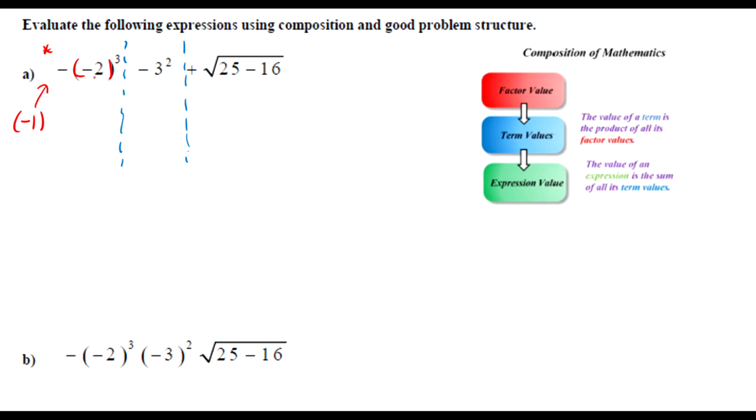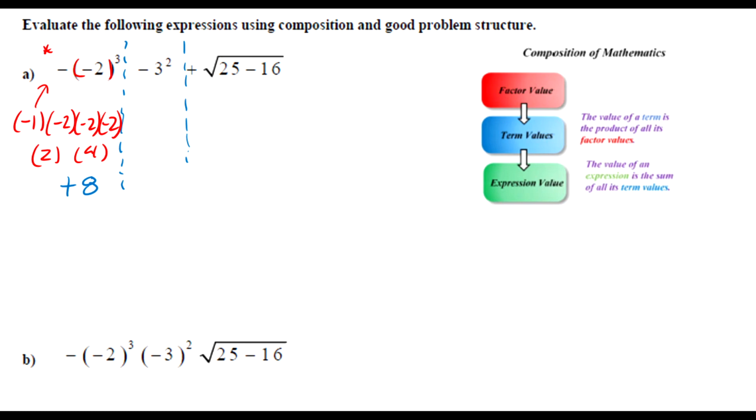And then I have -2 cubed. So I could write out -2 times -2 times -2. These are all the factors in that first term. And I can evaluate the term value by just multiplying these factors. -1 times -2 is +2. -2 times -2 is +4. But what I want to do is get the term value. 2 times 4 is +8. The term value is what I want to keep track of. So once I'm done calculating that, I know I want that term value.